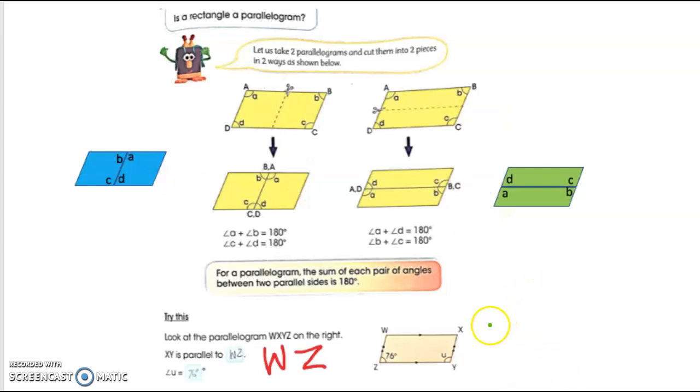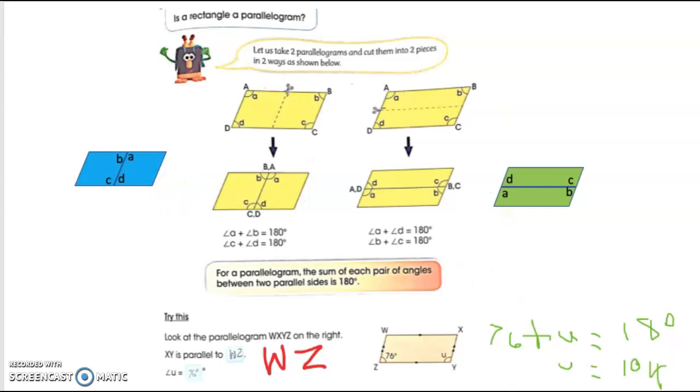That means I can find it like 76 plus U equal to 180, isn't it? Yeah. So how much is U? So U is equal to 180 minus 76, which is equal to 104.